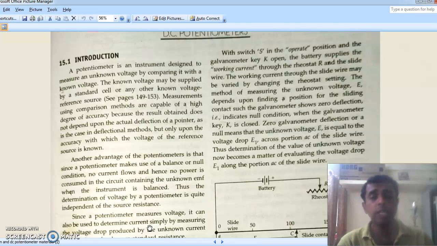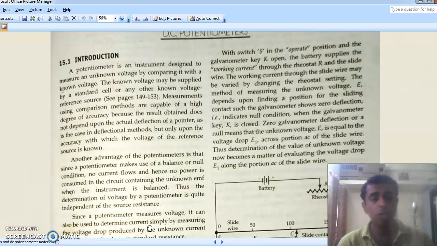Now one more application is there. Potentiometer is actually the absolute standard for measurement of voltage. So why is it called an absolute standard? See, voltmeters can be calibrated with a potentiometer. Why? Because potentiometer follows a null deflection technique. That is, it will not draw any current from the source. But if we take the case of a voltmeter, even though we have very high impedance for a voltmeter, still a few microamps or milliamps of current will flow through the voltmeter, so that it will deflect.